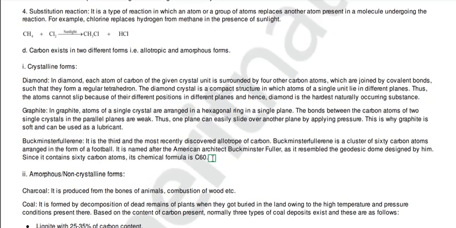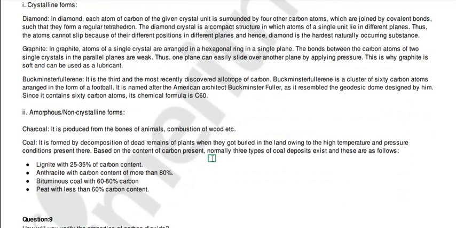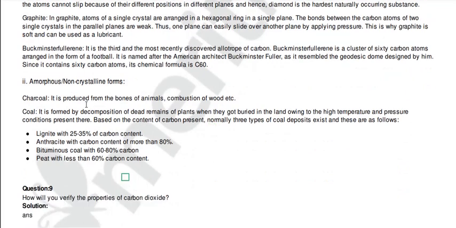2. Amorphous/non-crystalline forms. Charcoal. It is produced from the bones of animals, combustion of wood, etc. Coal. It is formed by decomposition of dead remains of plants when they got buried in the land owing to the high temperature and pressure conditions present there.